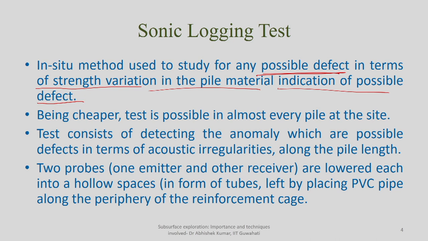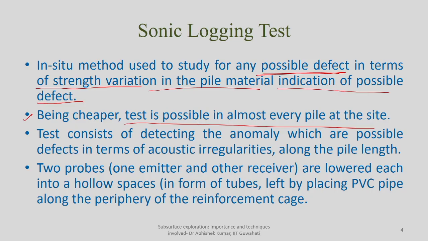Whenever there is a change in the strength characteristics in comparison to what is supposed to be the strength of that material or the pile cross section, that is possibly an indication that the pile is subjected to some kind of defect at that particular observation point. Being cheaper and more convenient, the cross hole sonic logging or CSL method can be done on almost every pile. If you remember, when we discussed the high strain tests, we said those tests are quite time consuming and costlier, so generally we do them for 5 to 10% of the total number of piles. However, the sonic logging test is quite cheaper, and as per the available literature, it is possible to do this test for almost every pile.